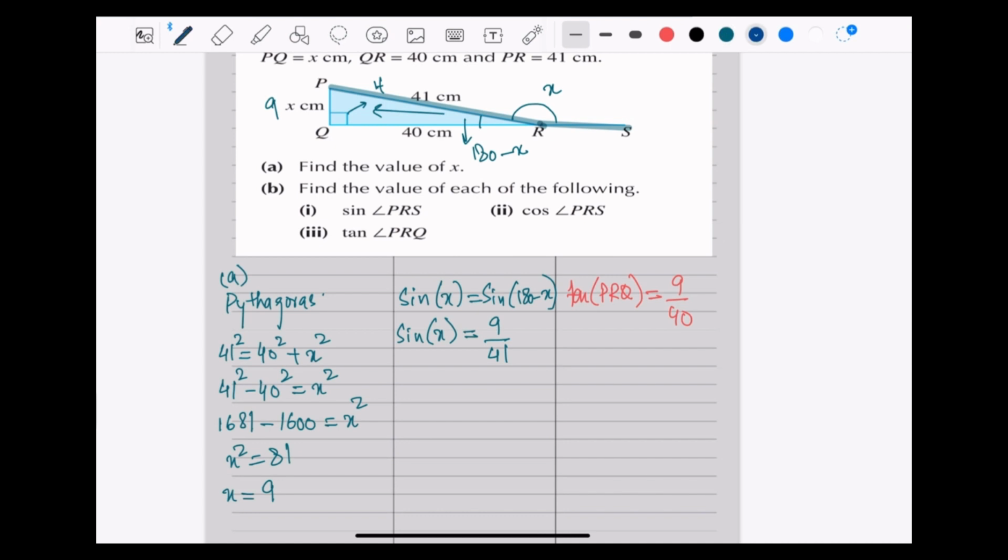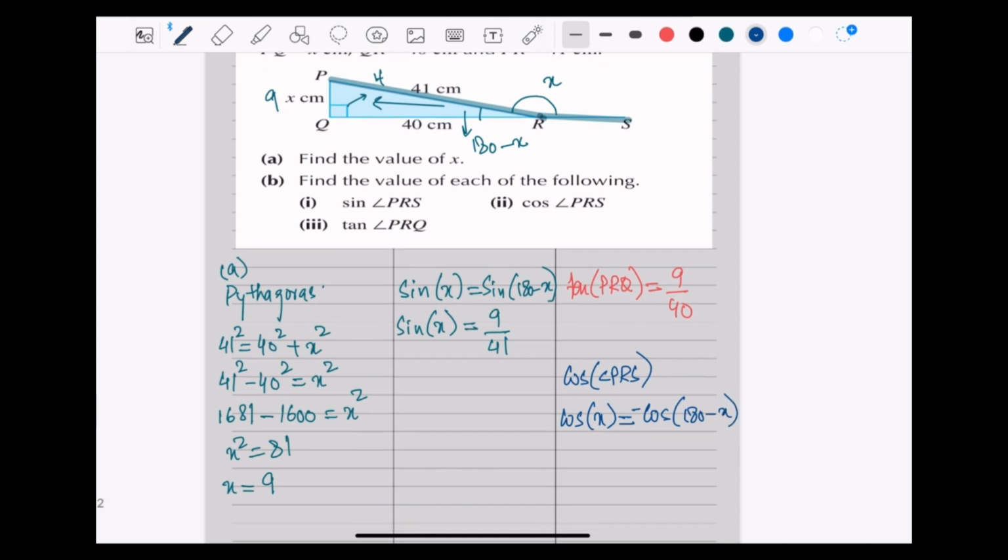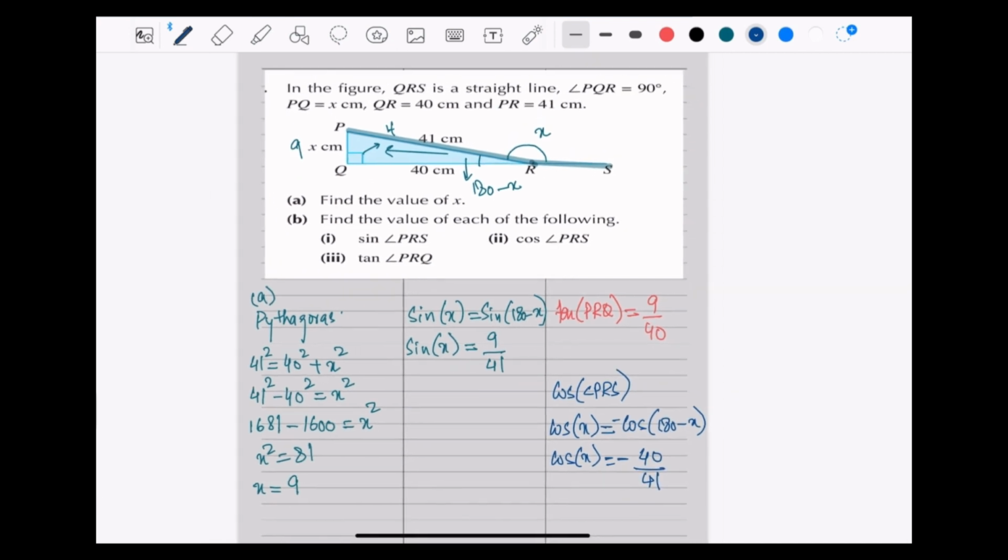Now the last part is cosine of angle PRS. We already have written that angle as x. We know that cos of x is negative cos of 180 minus x. And rather than finding cos of x, since we have already written that they are related, we can straight away write this as negative cos of 180 minus x, which is adjacent over hypotenuse, and in this scenario, it is 40 over 41. And we are done with that.